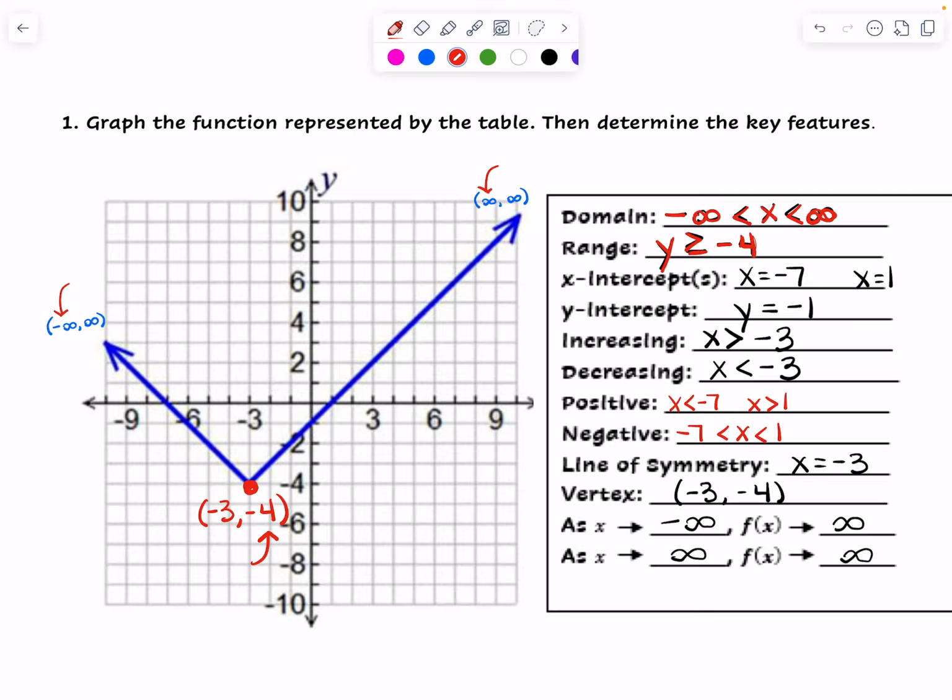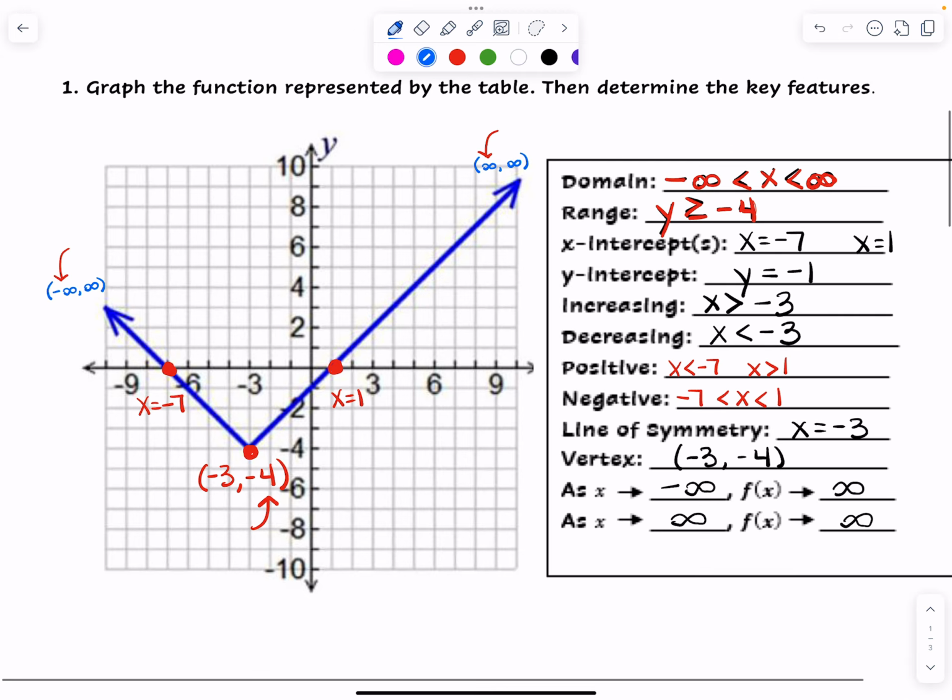Now the x-intercepts. The x-intercepts are when the graph crosses the x-axis. So when does it cross the x-axis? It crosses the x-axis here, and it crosses the x-axis here. So when x equals -7, and when x equals 1. Those are my two x-intercepts. Okay? Then what is the y-intercept? Well, the y-intercept is where the graph crosses the y-axis. So that's right here. And that's where y equals -1.